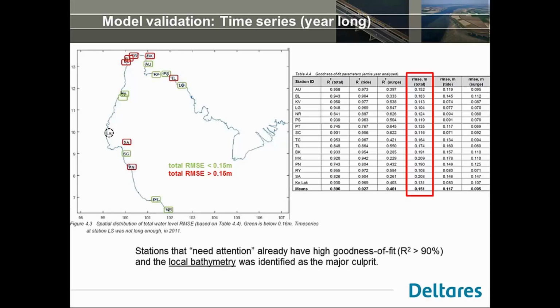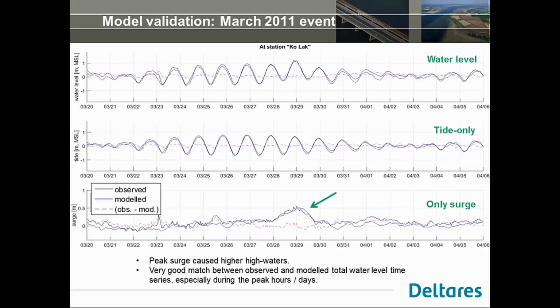Depending on the station, this can be divided slightly differently between tide and surge. But let's say in summary, we could identify the reasons why some stations have the higher root mean square error than this, and it was typically because of local bathymetry issues. It should be said that even those stations with a higher RMSE have quite high goodness of fit values.